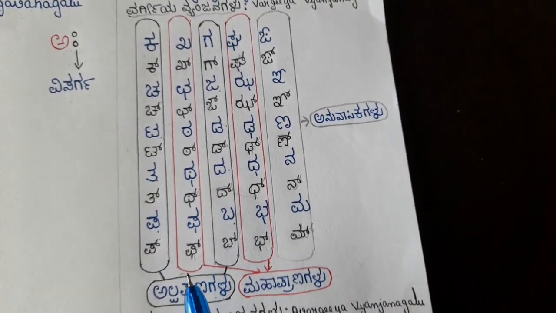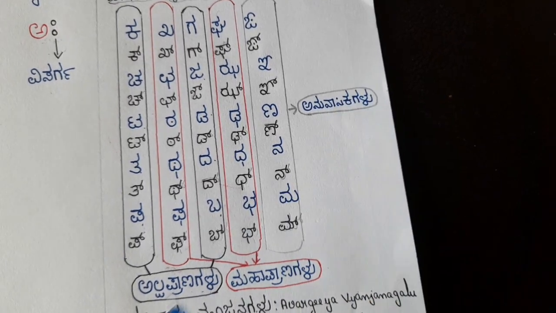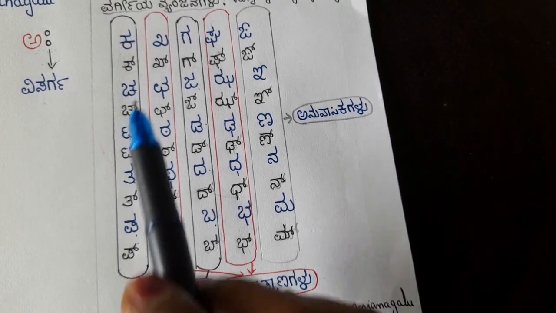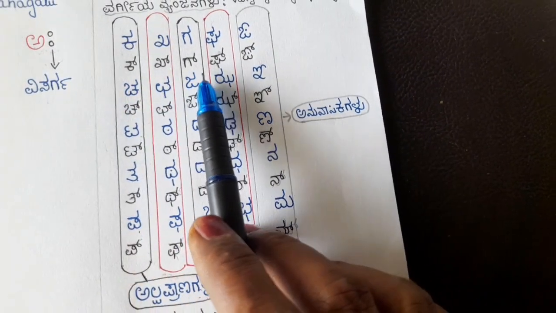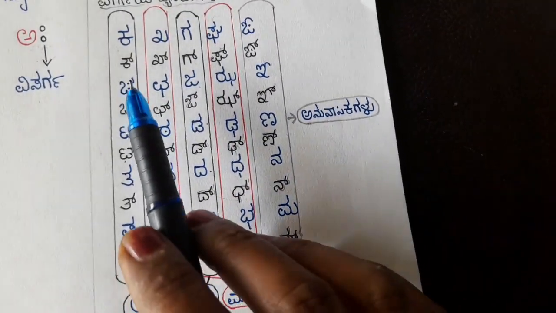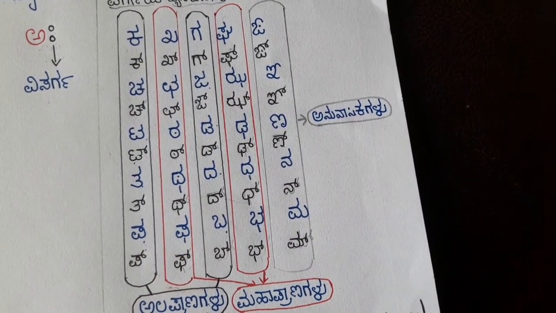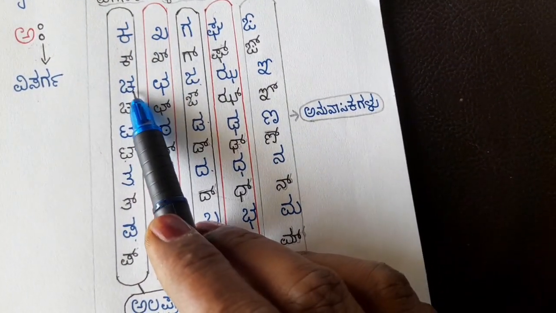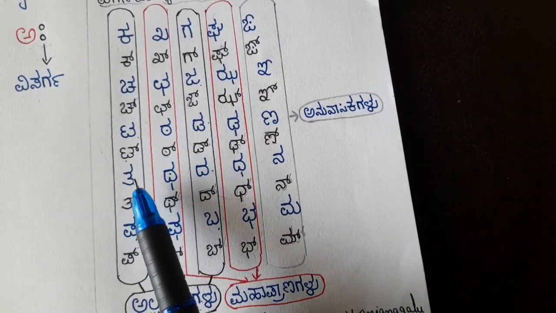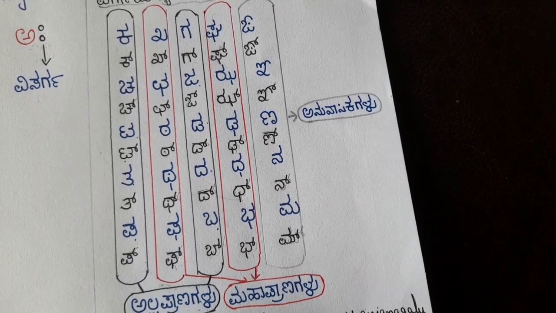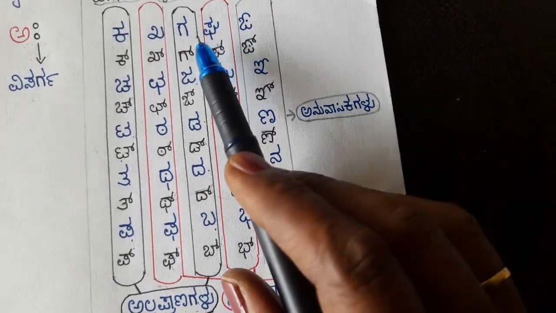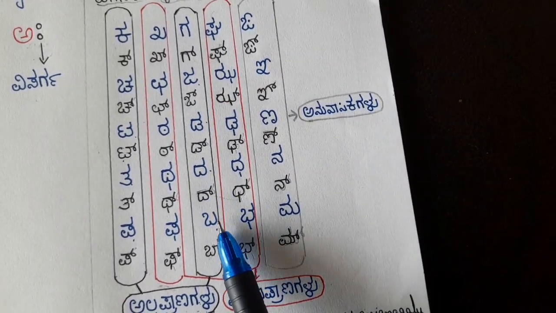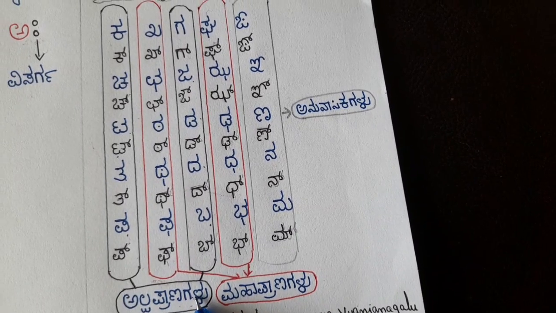Now these Vargiya Vyanjanagalu are divided into 3 groups based on the pronunciation again. Alpa Pranagalu. Alpa Pranagalu are the first column and the third column. Alpa Pranagalu are the letters where we do not use any force to pronounce them. So like ka, cha, ta, ta, pa. We are not using any pressure here. Ga, ja, da, da, ba are called as Alpa Pranagalu.